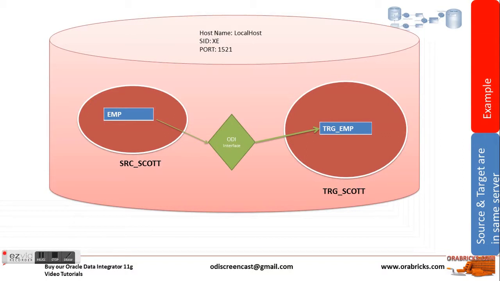So here observe that SRC Scott schema and TRG Scott schema are on the same server, local server. So whenever your source and target belong to the same server, basically you have to use integration knowledge modules. Integration knowledge modules basically integrate the data of source with target. So whenever your source and target are on the same server, you should use only IKM, integration knowledge module. In our case, our source technology is Oracle, and source and target are on the same server.